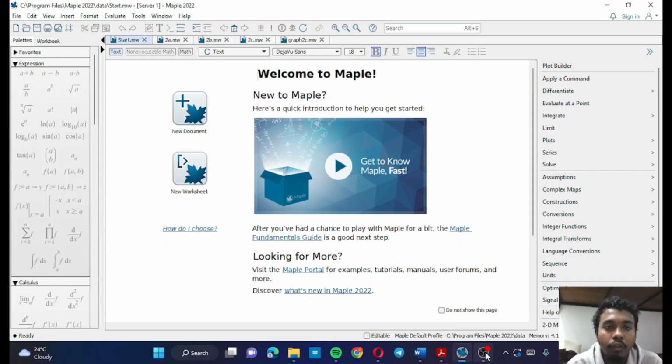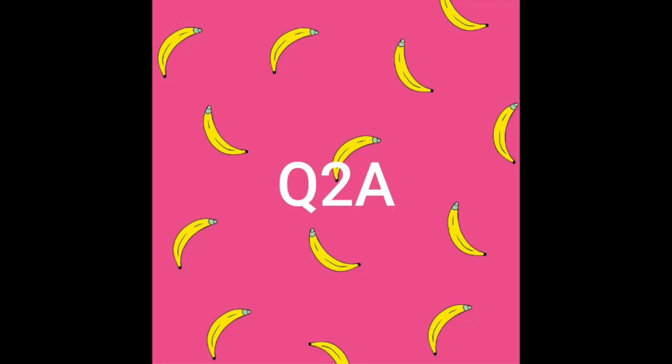Alright, so for simulation, I will use Maple. Maple is math software that combines the world's most powerful math engine with an interface that makes it extremely easy to analyze, explore, visualize, and more. And it has a thousand specialist functions.